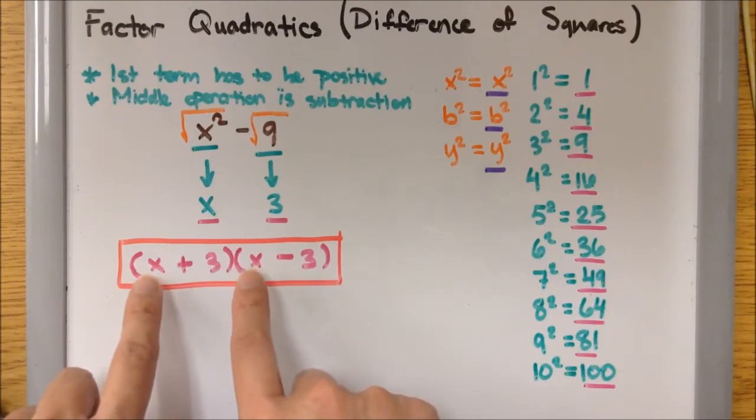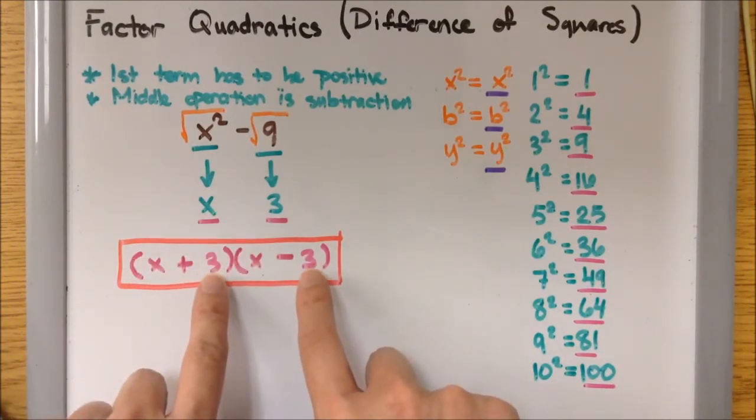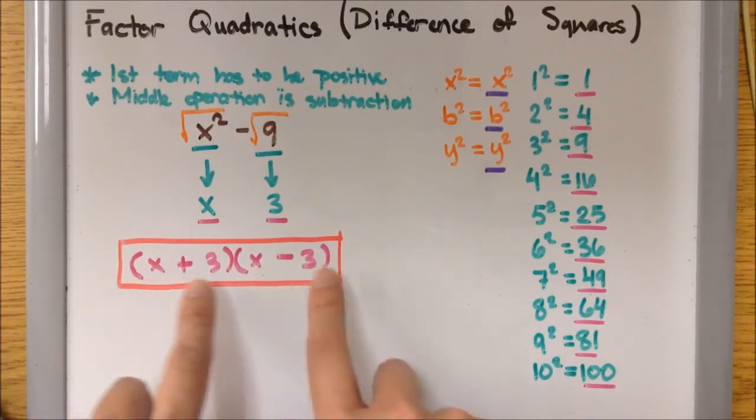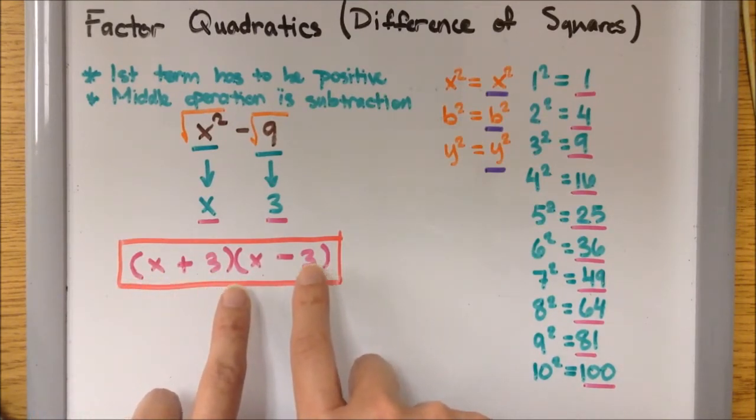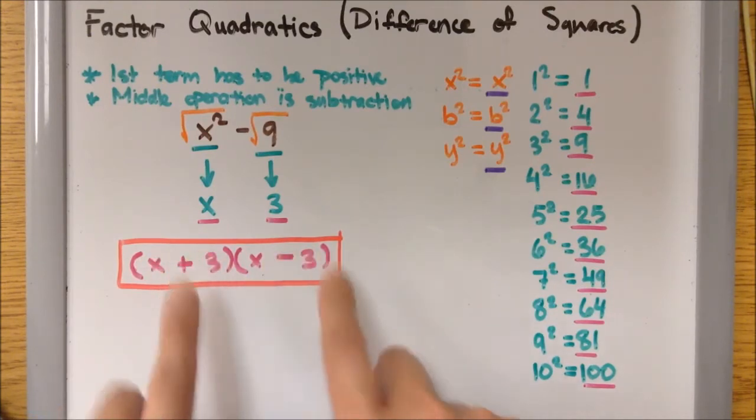My first term is here, which is x. My last term is 3. So they both have x, they both have 3. The only thing different is one has plus and one has minus.